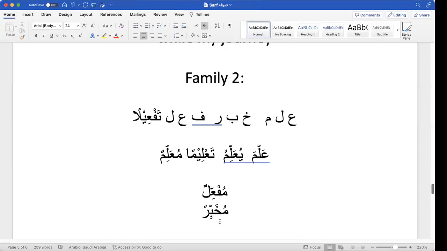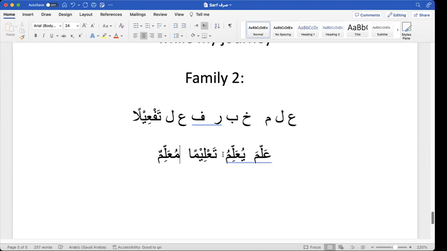To make it, you have mukhabbiran, you have mu'allimun. So you can say it's like mukhabbir. Oh, it can be mukhabbirun also, because it's mansub here, but the marfu version is mukhabbirun. So it's matching with the fa'il. Understood? Yes, Alhamdulillah. Okay.